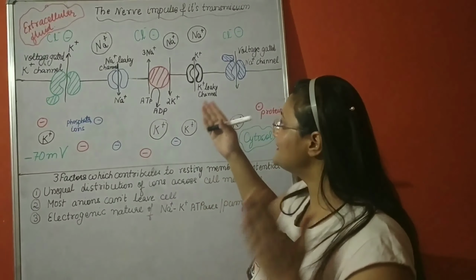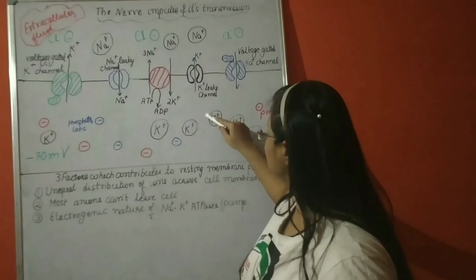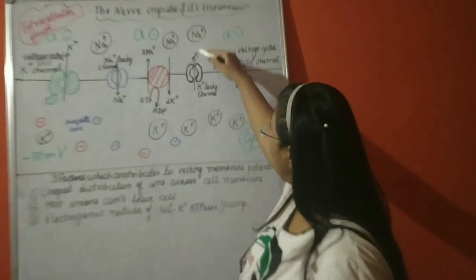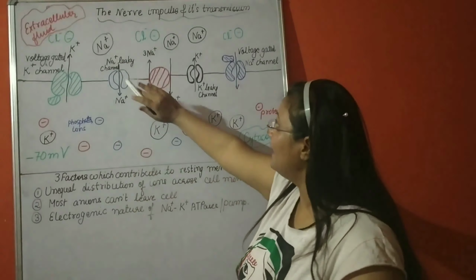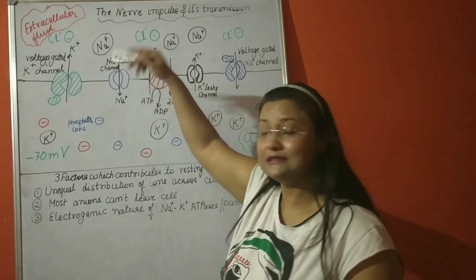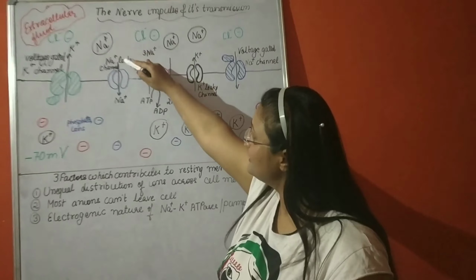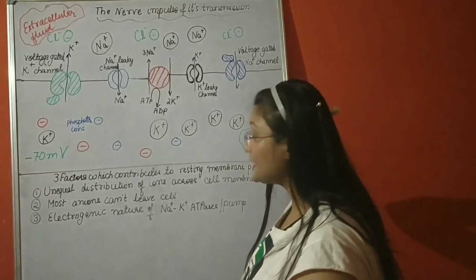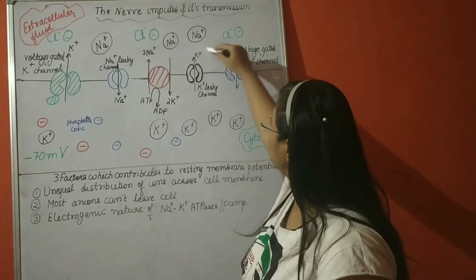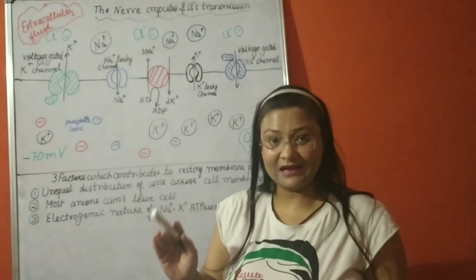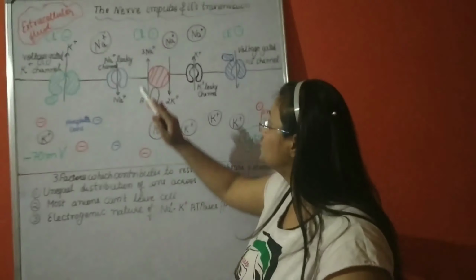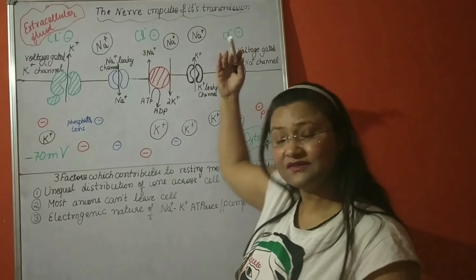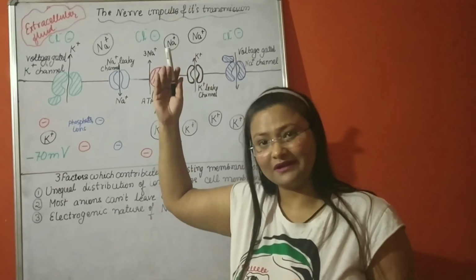Because of the presence of these leaky channels, potassium from the inside of the neuron tends to leak outside of the neuron. And because of the sodium leaky channels, the sodium ion tends to leak inside the neuron. But the potassium leaky channels are more numerous as compared to the sodium leaky channels. That is why more and more positive charge goes outside the neuron.